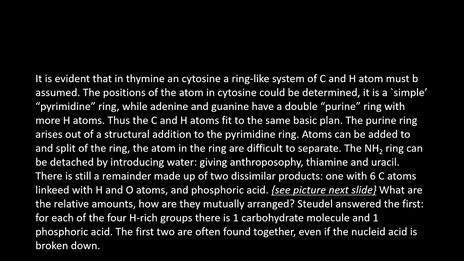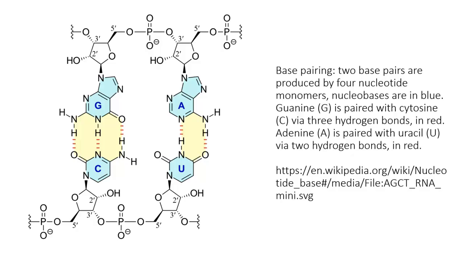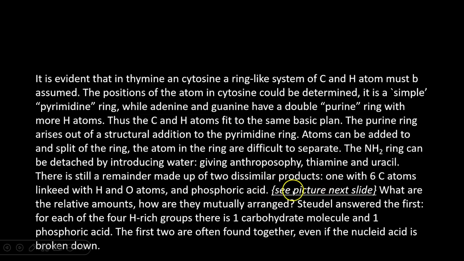What are the relative amounts? How are they mutually arranged? Still, answer this first. For each of the 4 H-rich groups, there is one carbohydrate molecule and one phosphoric acid. The first two are often found together, even if the nucleic acid is broken down. And here you see the illustration referred to here.